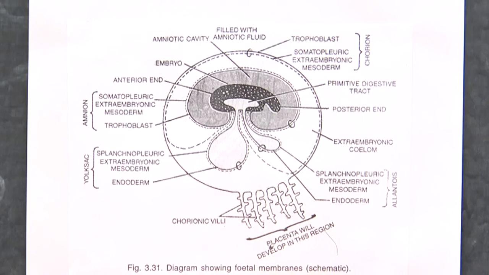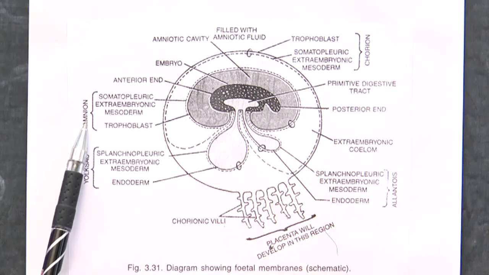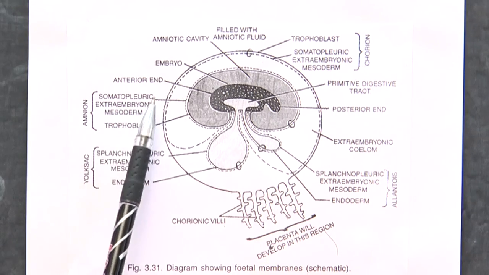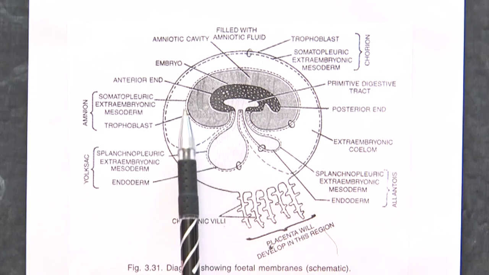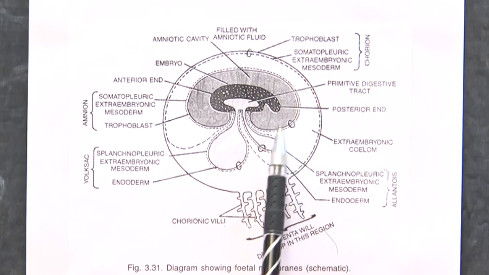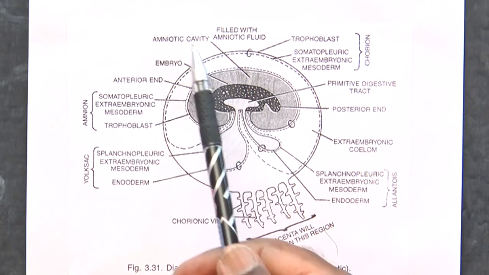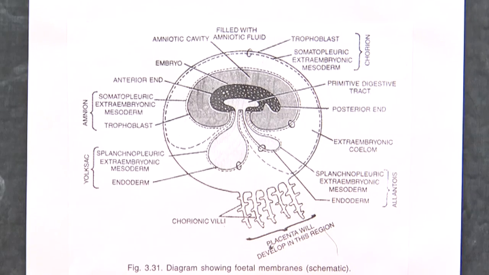And the next part is the amnion. The amnion is made up of, again, somatopleuric extraembryonic mesoderm and the trophoblast. So this grey color area is called the amnion. And this amnion is filled with the amniotic fluid. And here you can see that the chorion gets extended into finger-like structures, the villi, and the placenta will develop in this region.